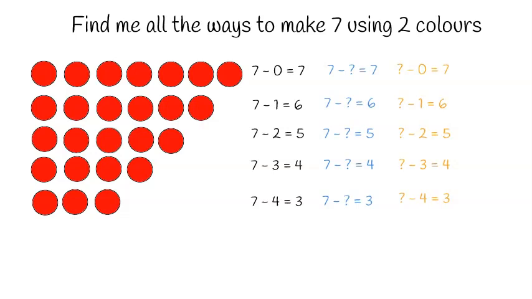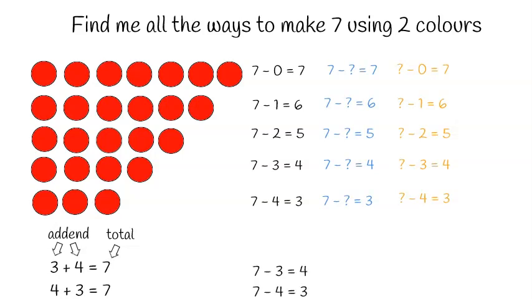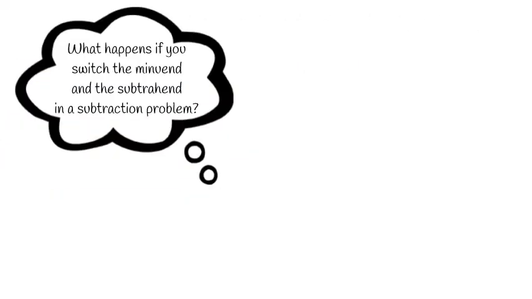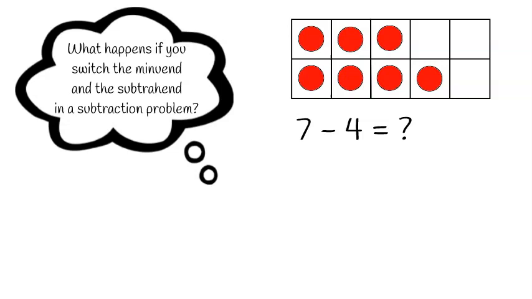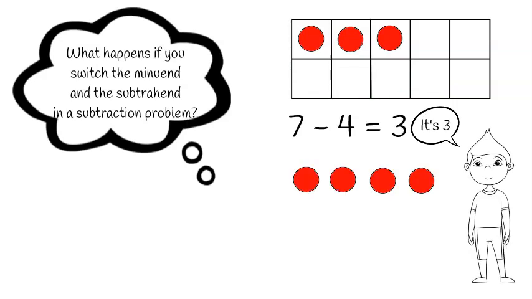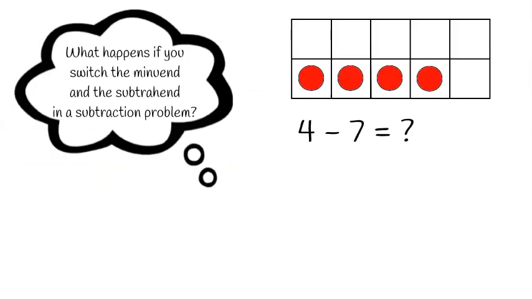Pupils might begin to notice that for the addition problem, the 2 addends were just switched, but the total was the same. Whereas for the subtraction problems, the minuend stayed the same in both cases, but the subtrahend and the difference switched. Pupils could be extended further by experimenting with what happens if you switch the minuend and the subtrahend. Pupils will see through trying it that it doesn't result in the same difference.